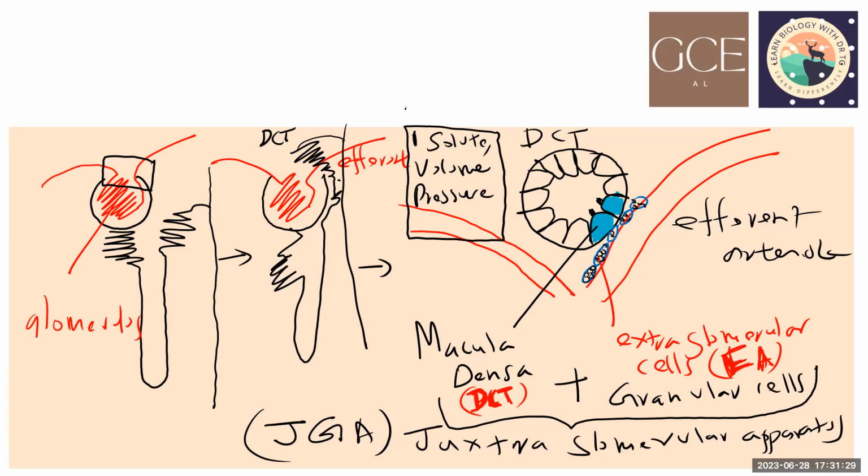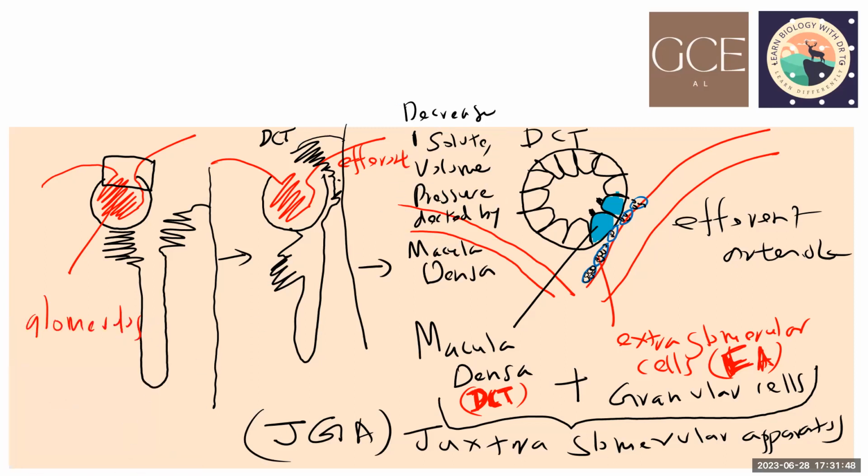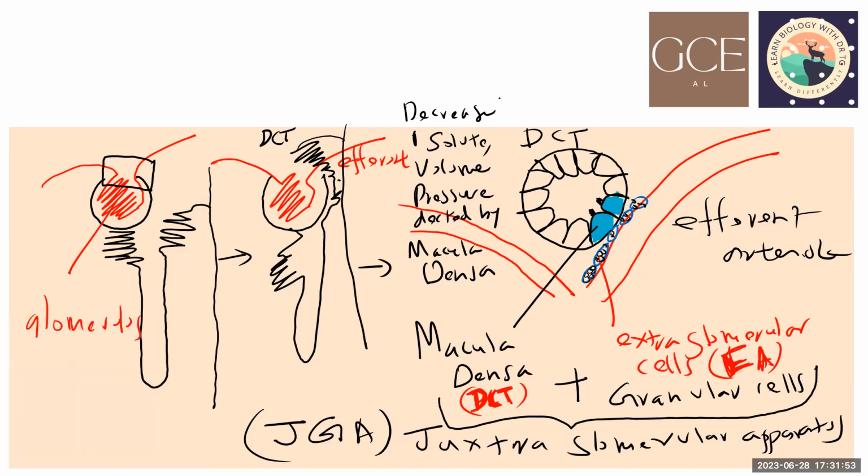So I just write here, decreased solute, volume, and pressure detected by the macula densa. So that's the first thing we should start with here. Decreased solute, volume, and pressure detected by the macula densa. It's the first one.